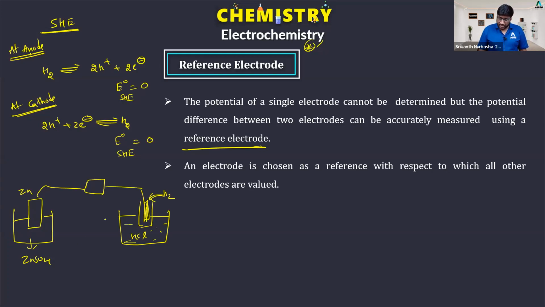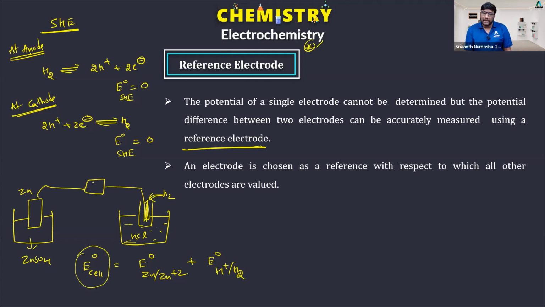So whatever the electrode potential of the cell is, that is nothing but the electrode potential under standard condition of Zn to Zn plus 2, plus the electrode potential under standard condition for H plus ions to H2. How can I calculate this E naught of cell? I can calculate it from the device, any voltmeter which can measure the potential difference. The potential difference is calculated using the device, not the potential of the anodic half cell or cathodic half cell.